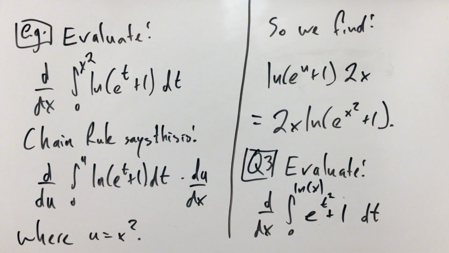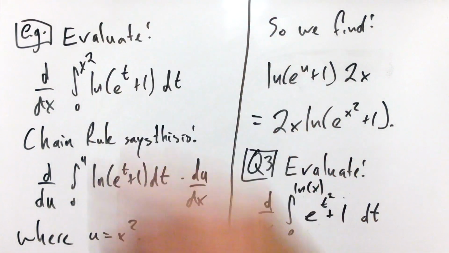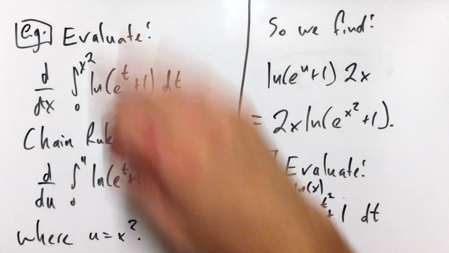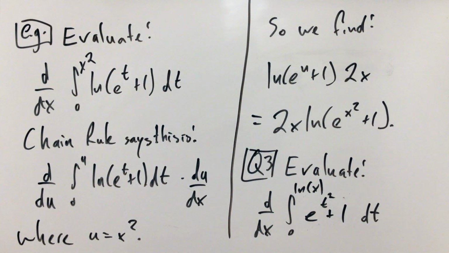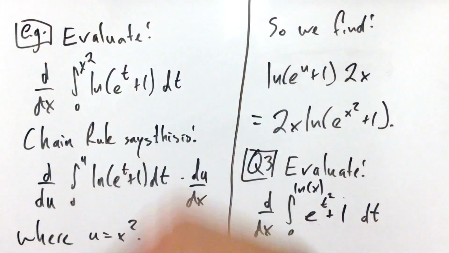All right, this next sort of problem is really just a good way of understanding the mechanical aspect of the fundamental theorem of calculus part 1. So for example, let's evaluate the derivative with respect to x of the integral from 0 to x squared of the natural log of e to the t plus 1 dt. So if this were just x, fundamental theorem of calculus part 1 would say the derivative is just the inside function with t replaced by x. But this is really a function within a function. It's not evaluating this integral at x, it's evaluating this thing at x squared.